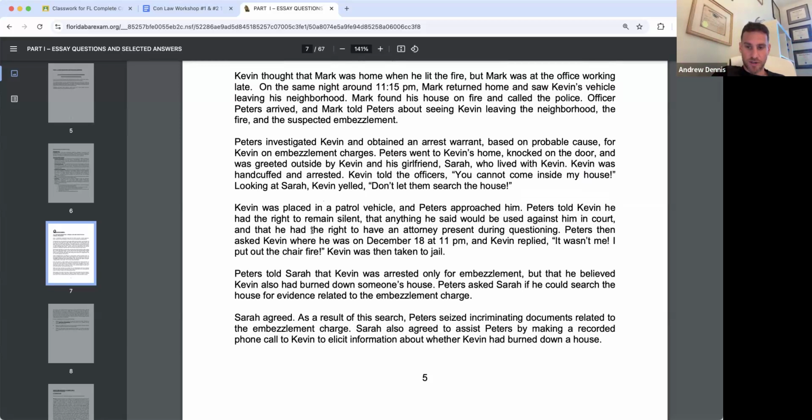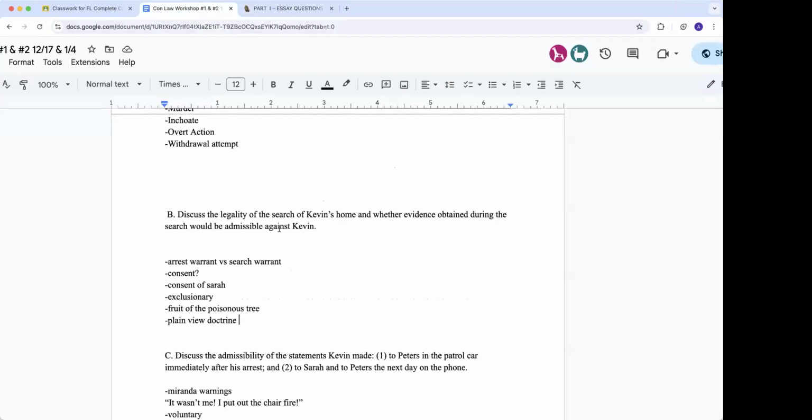Sarah agreed. As a result of the search, Peters seized incriminating documents related to the embezzlement charge. Sarah also agreed to assist Peters by making a recorded phone call to Kevin to elicit information about whether Kevin had burned down a house.